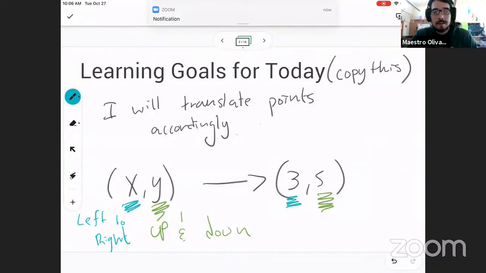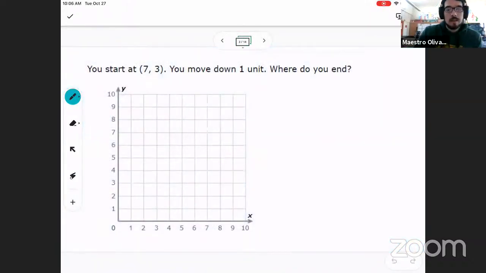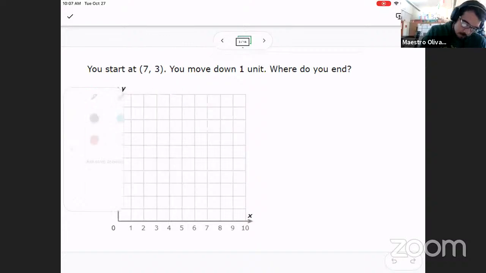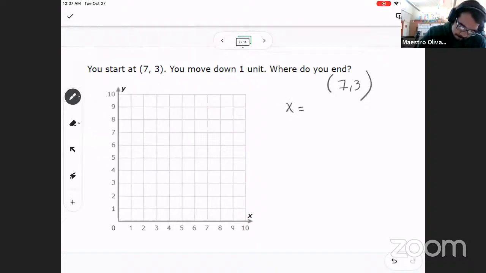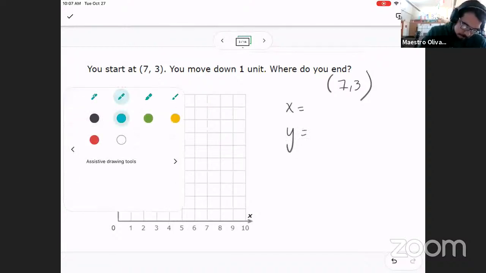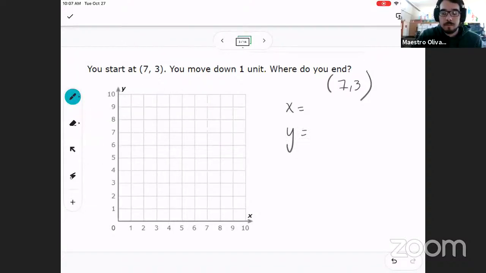Okay, so let's take a look at what we're going to be doing today. We start at the point (7, 3) and we move down 1 unit. Where do you end? So first things first, we want to graph the point (7, 3). The point (7, 3), what's my x value? Is it the 7 or the 3? What is my x value?